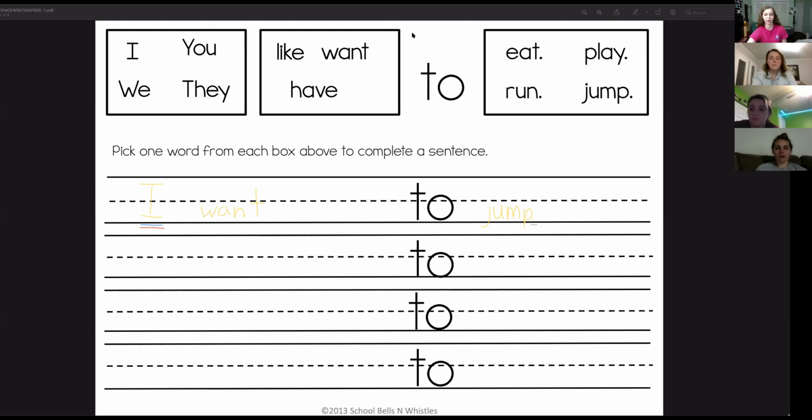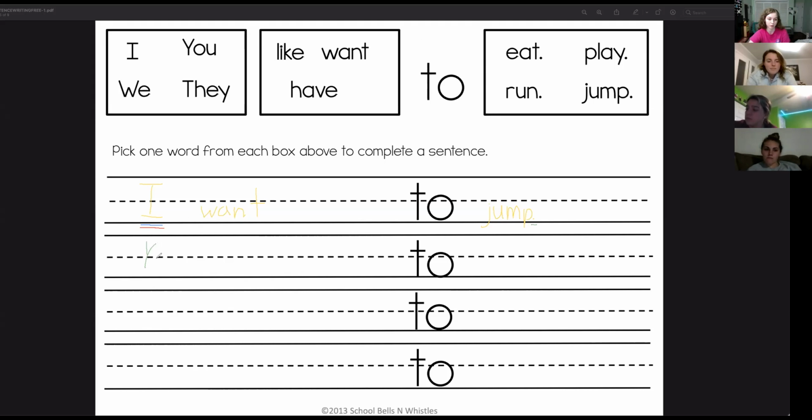Peyton? Okay, do you want to write it on the worksheet that we're sharing, or do you want me to write it? You can write it. Okay. I said, you like to run. You said he likes to write? You like to run. Okay.